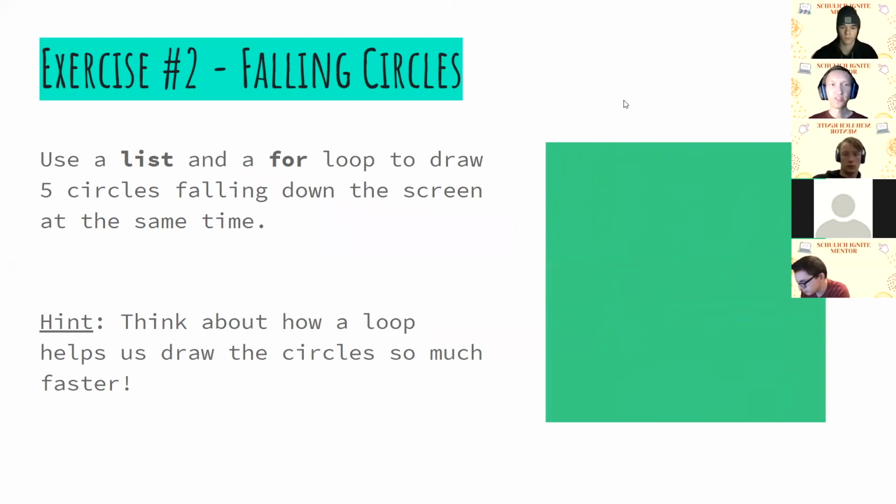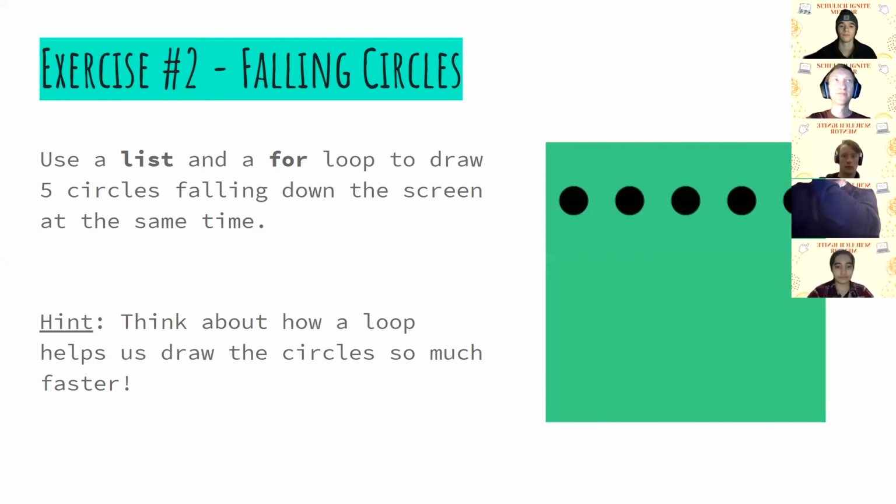Okay, so now we're on to the second exercise. You'll use a list and a for loop this time to be drawing 5 circles, and they're going to be falling down the screen. The hint here is to think about how the loop helps us draw the circles a lot faster instead of writing them out each time. Okay, so we're going to put you into breakout rooms, and you'll have 10 minutes to work on that. Looks like we almost have everyone back.